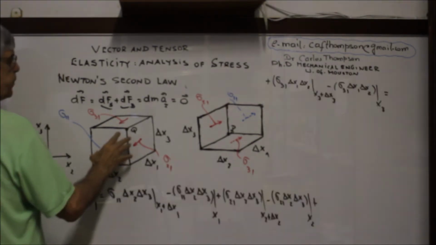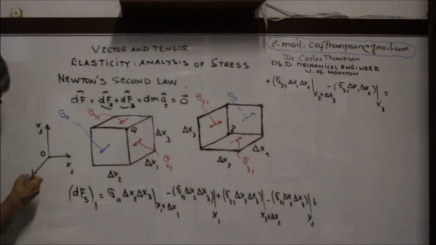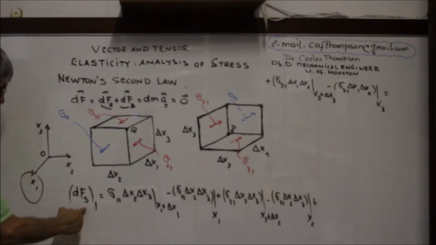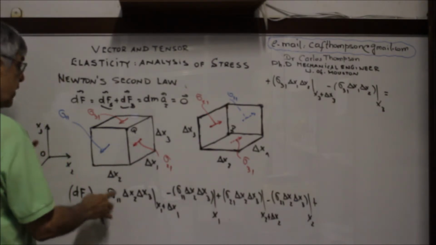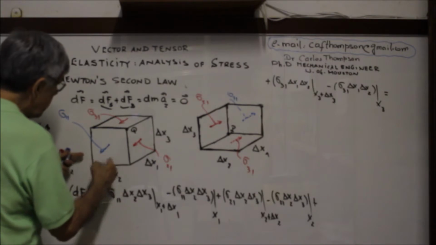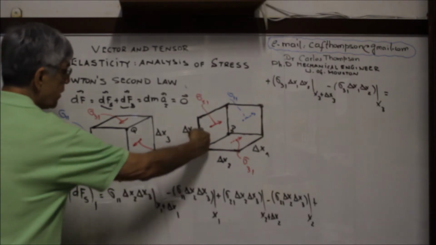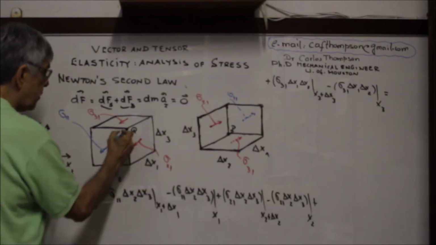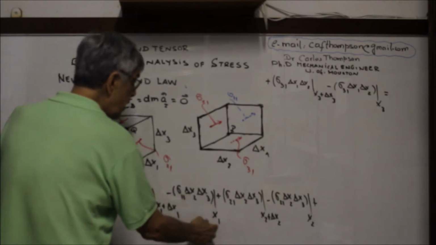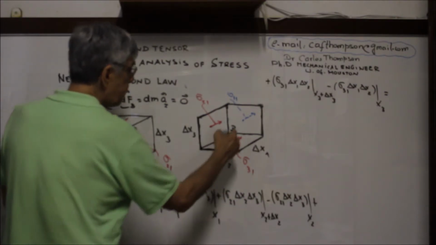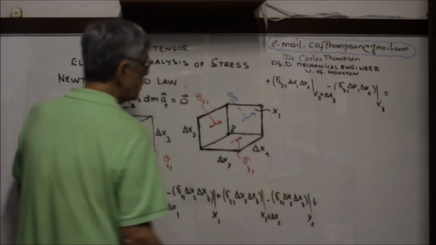There are 6 components for the x1 component. Attention, this is the x1 component only. So this is sigma 1,1 times the area. What is the area? The area is delta x2, delta x3, located at x1 plus delta x1, which is point Q. Now minus sigma 1,1, delta x2, delta x3, located at x1, at point P. This face here is at x1.